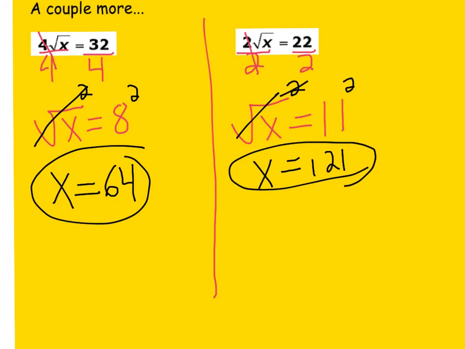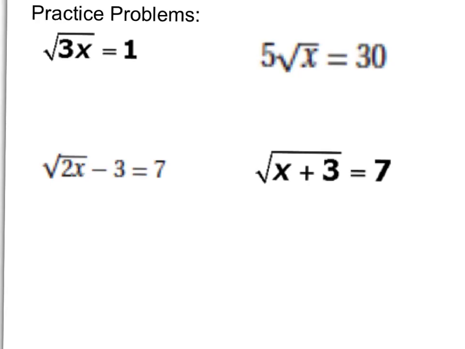That's my answer. All right, here are the practice problems. Do these. Bring any questions you have to class next time we meet.